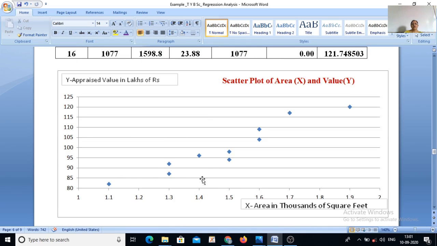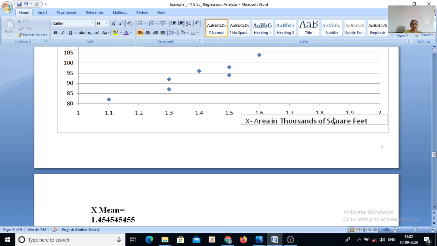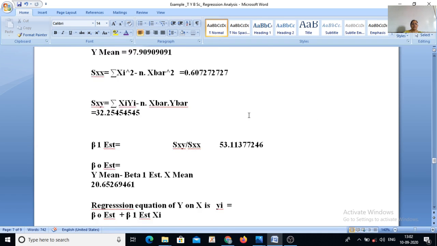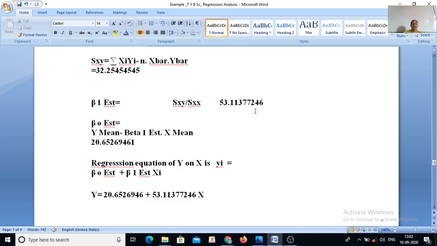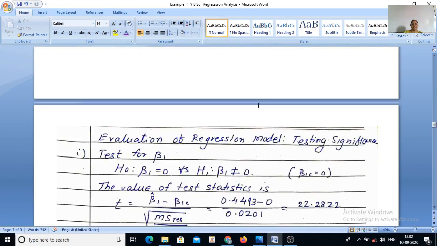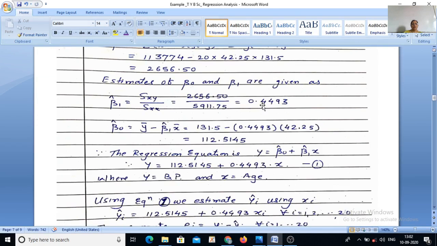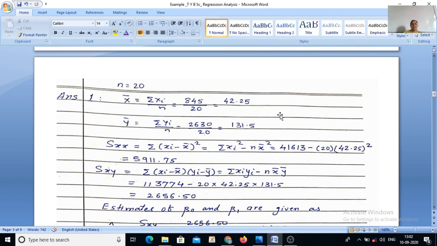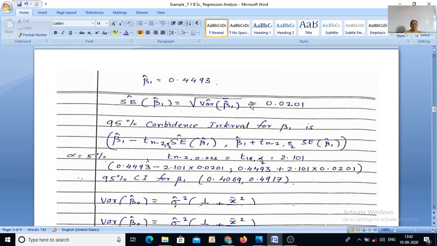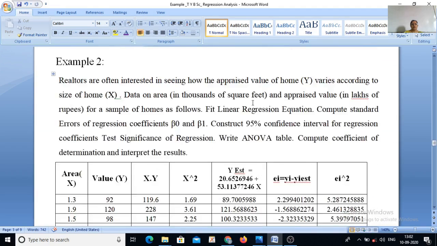The scatter diagram also shows a positive correlation between the two variables x and y. X and y seem to be positively correlated, and the means, sum of squares and sum of products are given here, and the rest of the things. Whatever I have done here in 3 pages, you have to do on your own just to have practice, and kindly send me the answers of these 2 questions in your Google Classroom as an assignment.